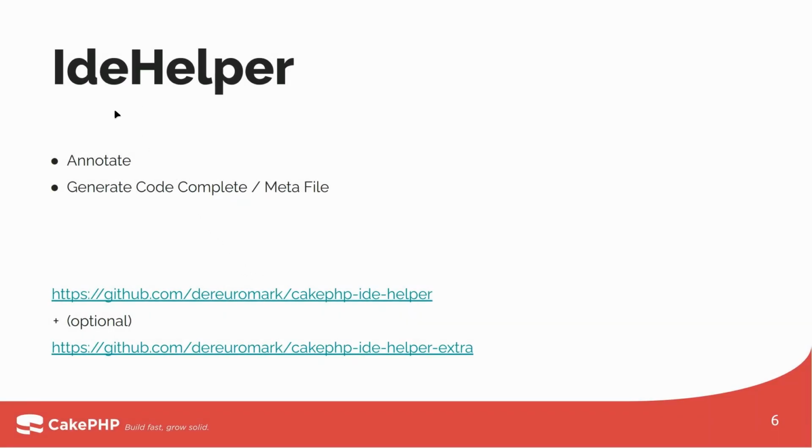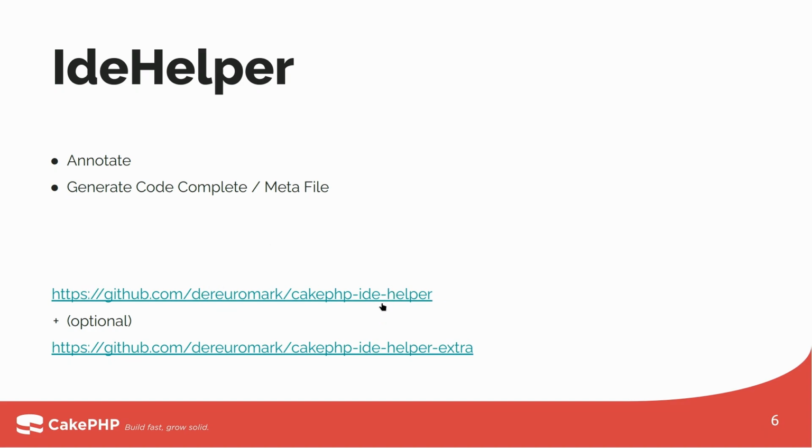So the IDE helper for many is a default to directly include. We also want to do that right now because we're going to need that to move forward. So this will help us to annotate any existing code or code that you will add via Bake. It also creates meta files or code completion files that can be used for the IDE to actually understand your code better and to understand the framework code better.